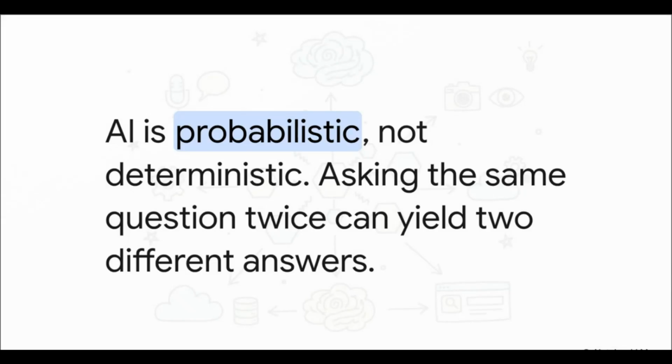Now, here's something you absolutely have to get your head around. These models are probabilistic, not deterministic. What does that mean? Well, a calculator is deterministic. 2 plus 2 is always 4. But with AI, you can ask the same question twice and get two slightly different but still perfectly good answers. And that's not a bug. It's actually a feature. It's where its creativity comes from. But if you're an engineer, that means you have to design your systems to work with that randomness, maybe even use it to your advantage.